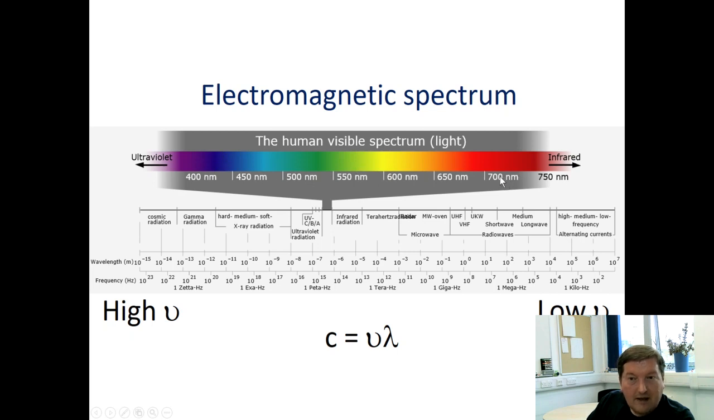Red has a value of 700 nanometers, so that's the wavelength. Remember, 1 nanometer is 10 to the minus 9 of a meter, so that's 700, and then right through to the purple region here is 400 nanometers. All that visible region is just that small part of the spectrum, that grey region here.